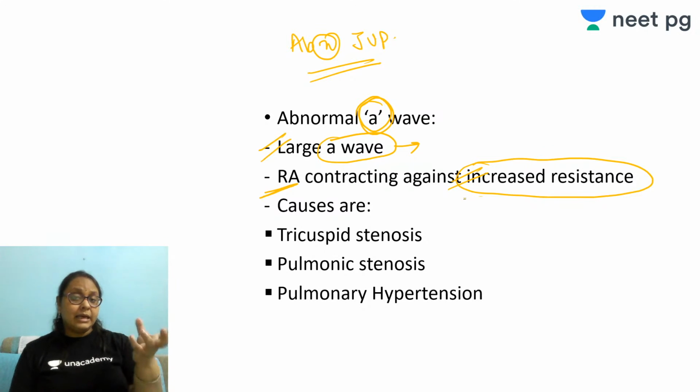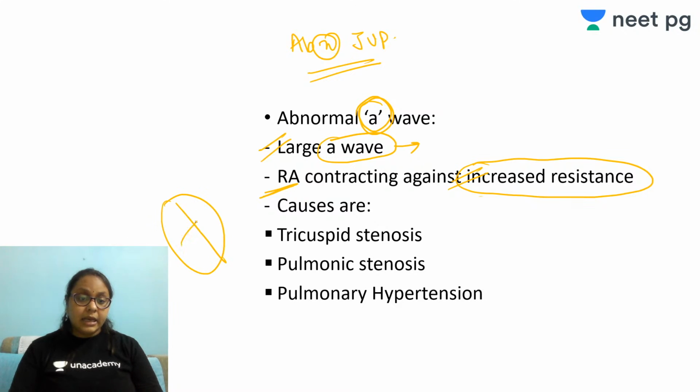So when can it happen? It can happen if, see, this is the right atrium, this is the right ventricle, and here there is a valve, that is the tricuspid. Now this pressure will increase. Atria is contracting against the increased pressure. So when can it happen? If this valve is stenosed, or if there is pulmonary stenosis, then also there will be back pressure.